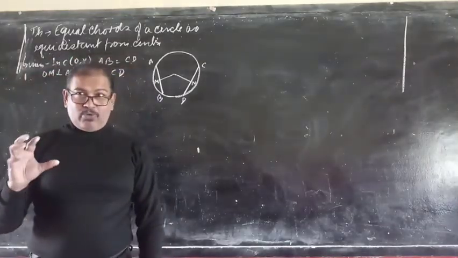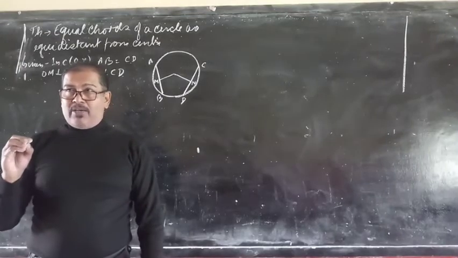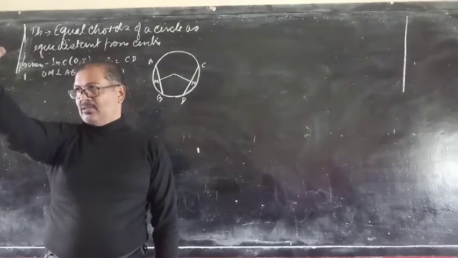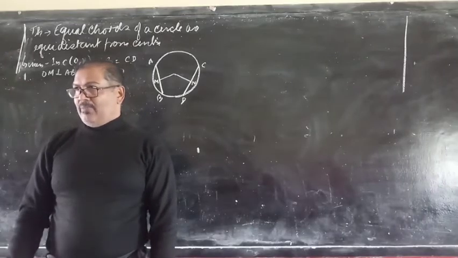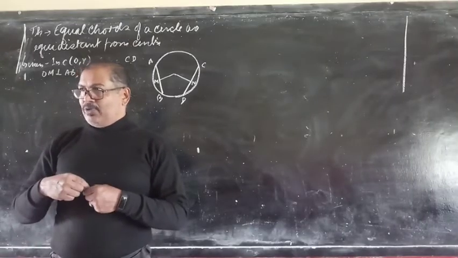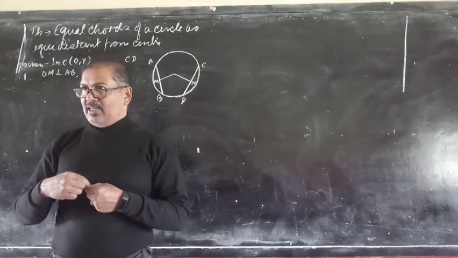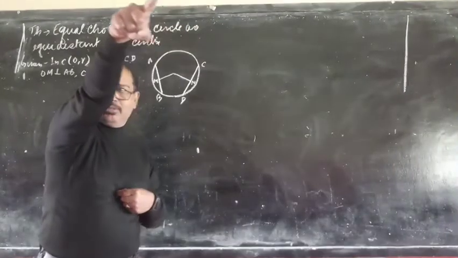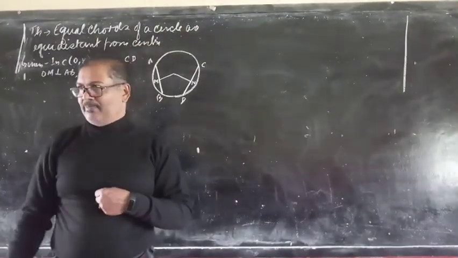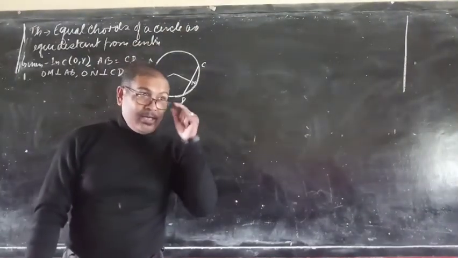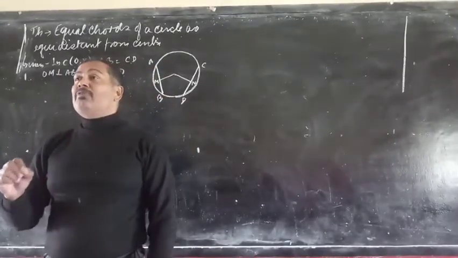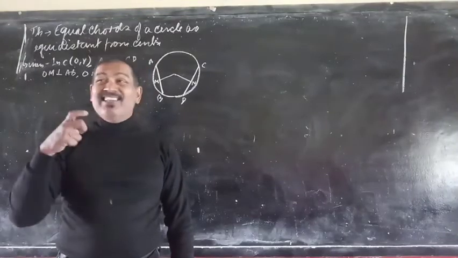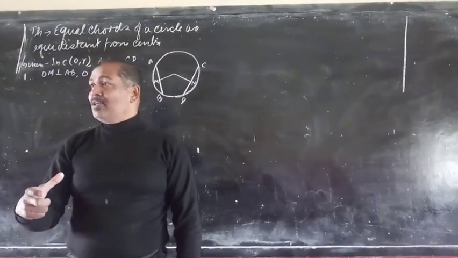Now please look at the board. Equidistance means, suppose I want to measure my distance from this wall. How can I measure my distance from this wall? I put one end of the measuring tape here and the other end at that corner, or at that corner? No. In the perpendicular direction. So the distance between two points is the perpendicular distance, which is the least distance between those two points.